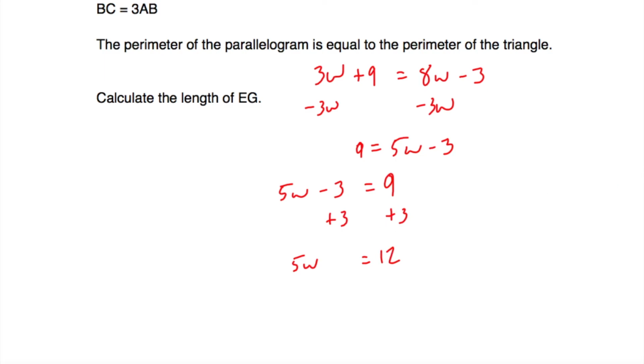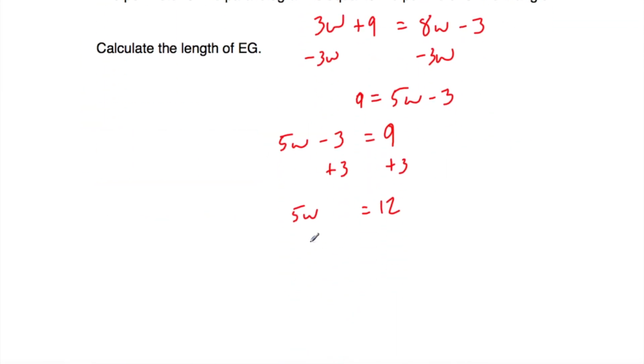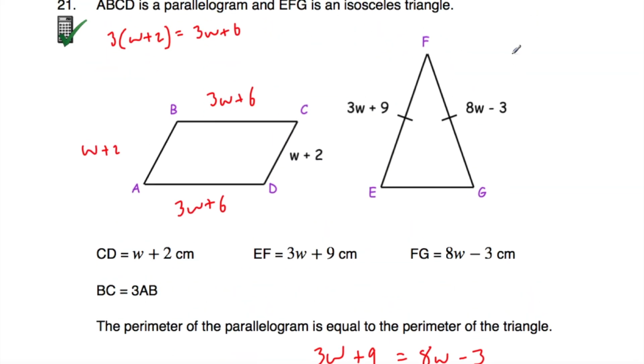And then I'm just checking, is this a calculator question? Yes, it is. That's nice. We can divide by 5 and divide by 5 and find out what W is. So W is equal to 12 divided by 5, which is equal to 2.4. So that's fantastic. We know that W is equal to 2.4, and we find that out by just considering the isosceles triangle, that the left-hand side is the same as the right-hand side. Okay, now we're told the perimeter of the parallelogram is equal to the perimeter of the triangle.